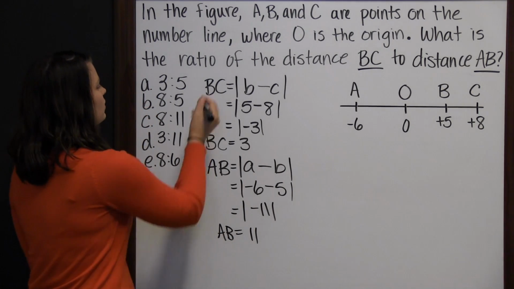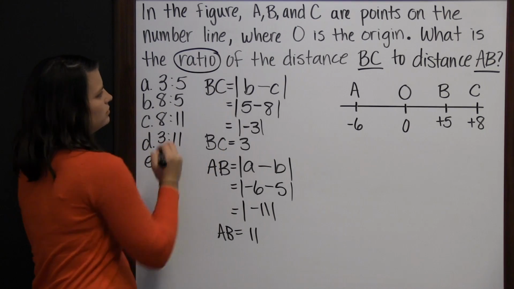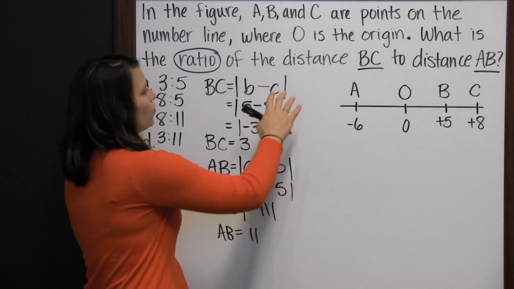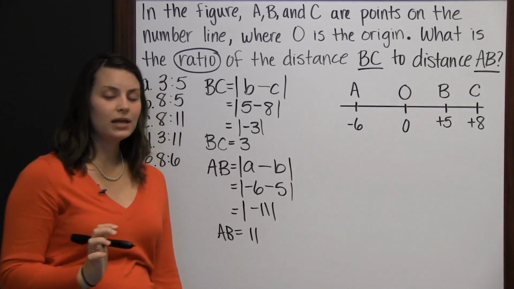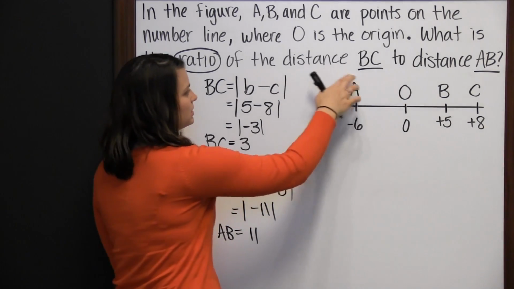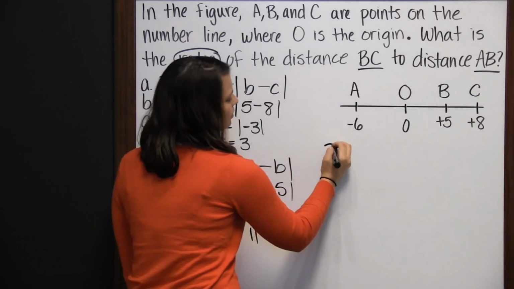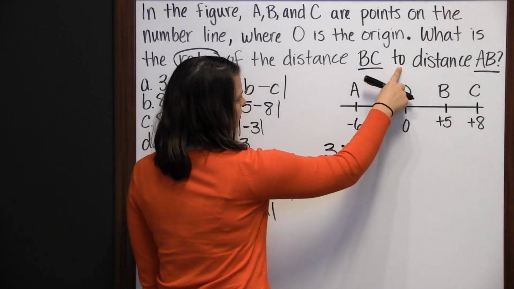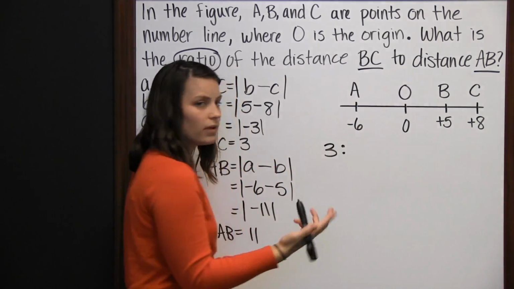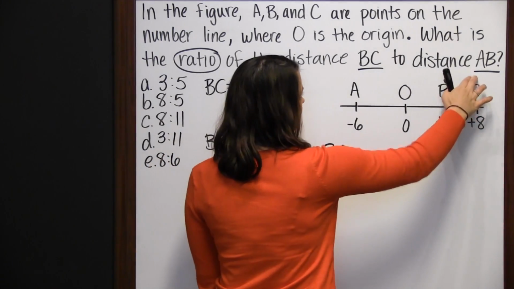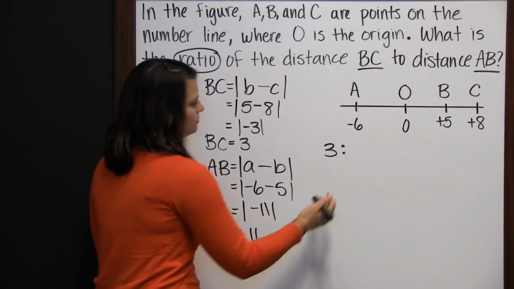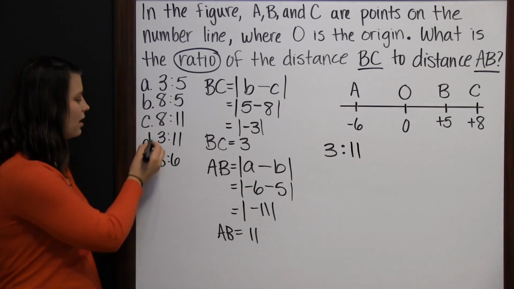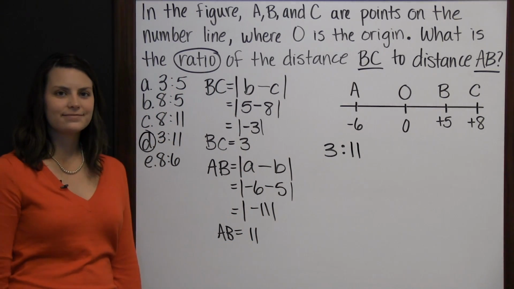Now they've asked us what the ratio of those distances is. And it gives you the order that it wants the ratio written in. So the distance BC should be the first number in the ratio, 3, and we use a colon, or you can write 3 to 11, that's fine too. The distance from points A to B, which is 11. So our ratio is 3 to 11, or answer D.